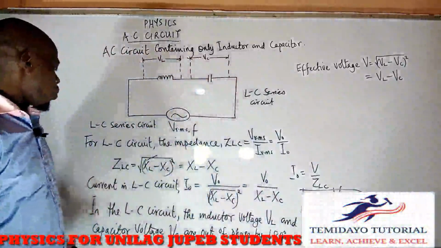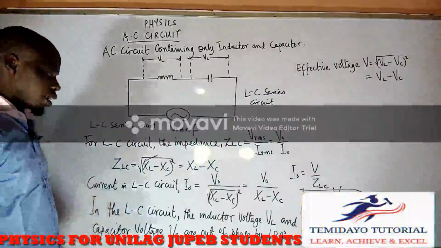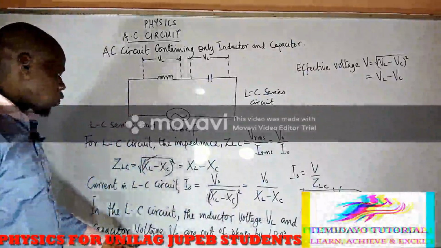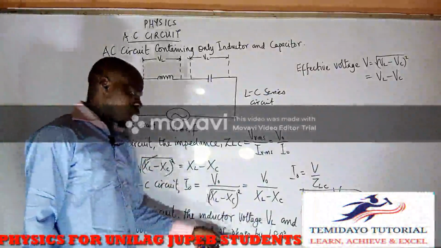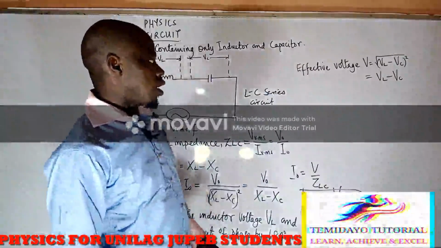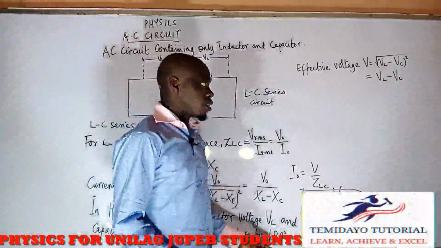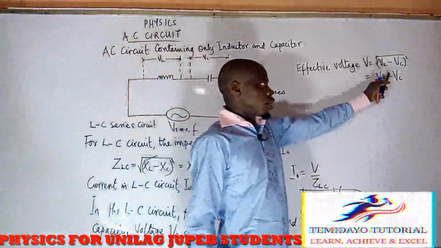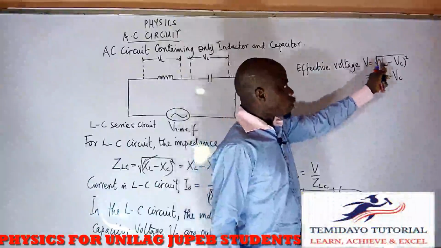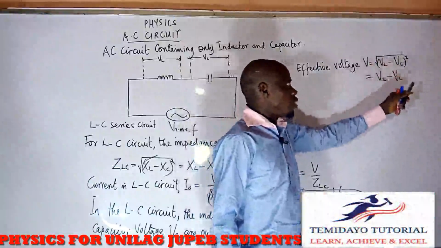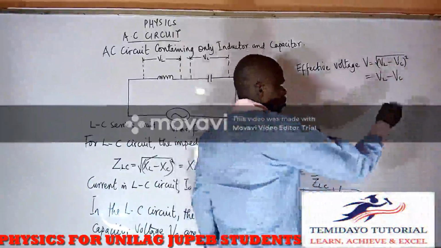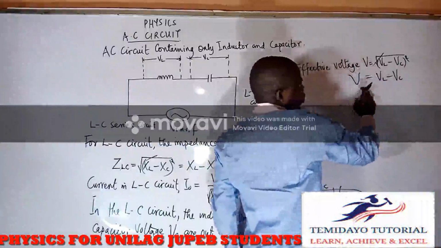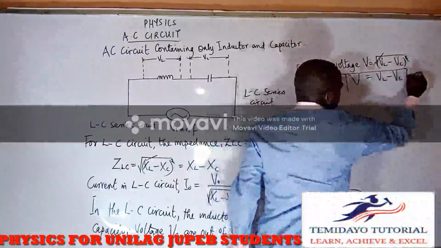Now, in the LC circuit, the inductor voltage V_L and the capacitor voltage V_C are out of phase by 180 degrees. That means the effective voltage in that case is going to be just like what we have here, the square root of (V_L minus V_C) squared, and this square will cancel the square root. So our V equals V_L minus V_C.